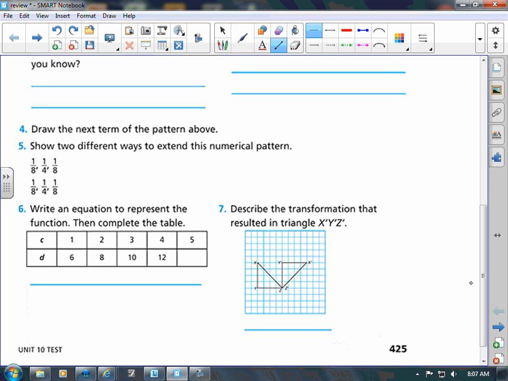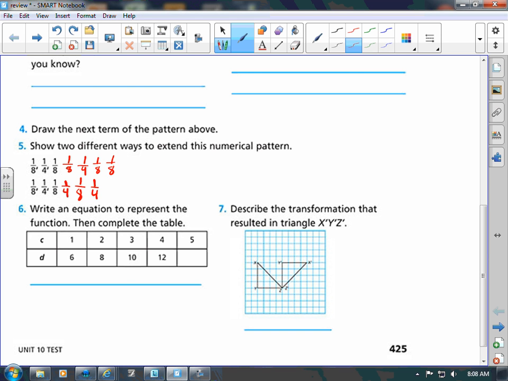2 different ways to extend this next pattern. You could go another 1/8, 1/4, 1/8, and then it would be 1/8 again. Or you could go 1/8, 1/4, and they just go every other, like an A-B pattern, 1/8, 1/4, and so on. So a couple ways to extend those.